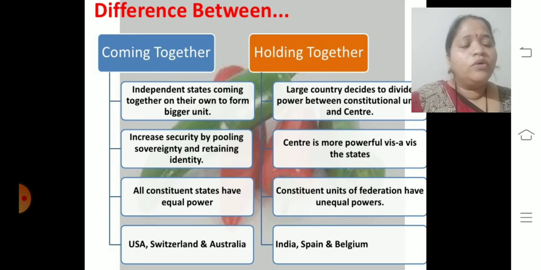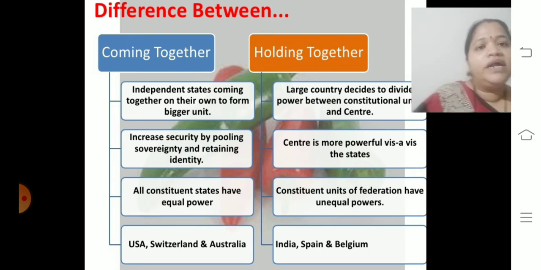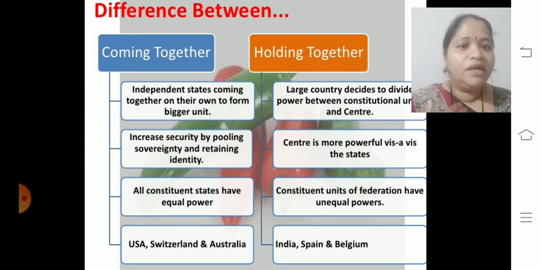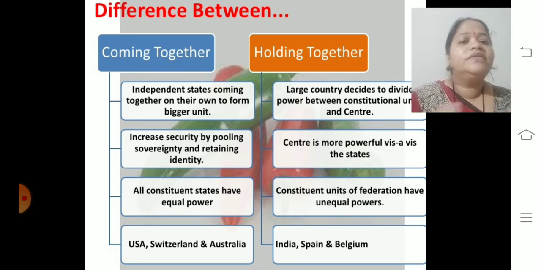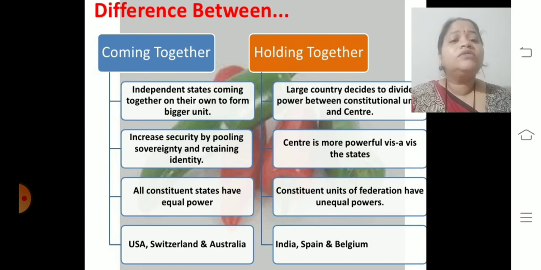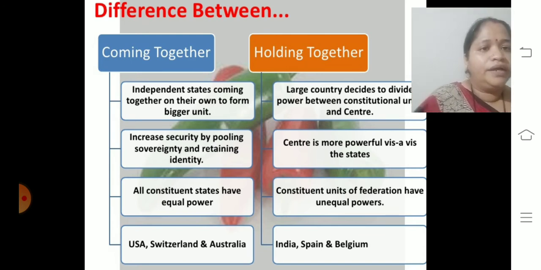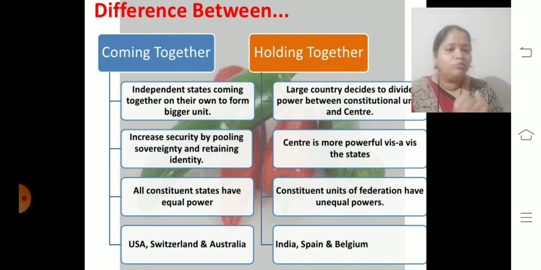Now, before I explain to you, one type of government is there in the US and one type of government is there in the UK. We'll look at the difference. See children, we are going to talk about federalism. It comes in two types, that is coming together and holding together. Why is this called coming together and holding together? It will be clear to you with these points.